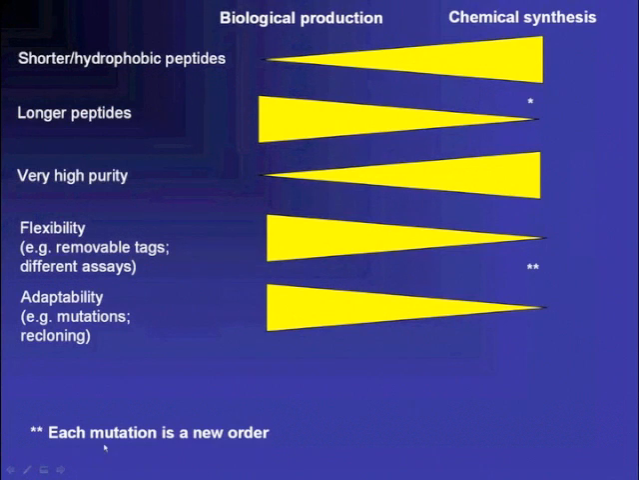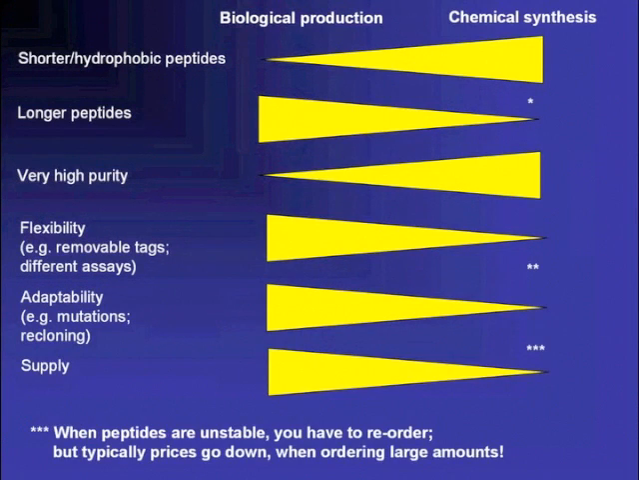Take into account that each mutation is a new order, it's a new chemical synthesis, so the people there need to charge you again the full amount of a peptide, whether or not it's a derivative of another peptide. It's independent of that. And of course the supply. Of course with ordering chemical synthesis, you could order as much as you want. Typically prices go down when ordering large amounts, but then stability might become an issue. And then even your cheap peptide might have degraded in the freezer while you treated it very well. Whereas with the biological production, for sure, you have an unlimited supply, that's very convenient, and it's definitely an advantage.